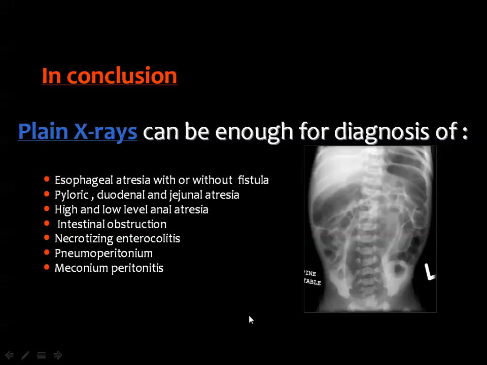And in conclusion, the value of the plain X-ray in gastrointestinal imaging of pediatric patients includes the diagnosis of esophageal atresia with or without tracheoesophageal fistula, pyloric atresia, duodenal atresia, single bubble, double bubble, triple bubble, then high and low anal atresia, intestinal obstruction by multiple air fluid levels, necrotizing enterocolitis by air in the wall of the bowel and air in the portal tracts, pneumoperitoneum by the Rigler sign and the football sign, and meconium peritonitis by the presence of multiple peritoneal calcifications.